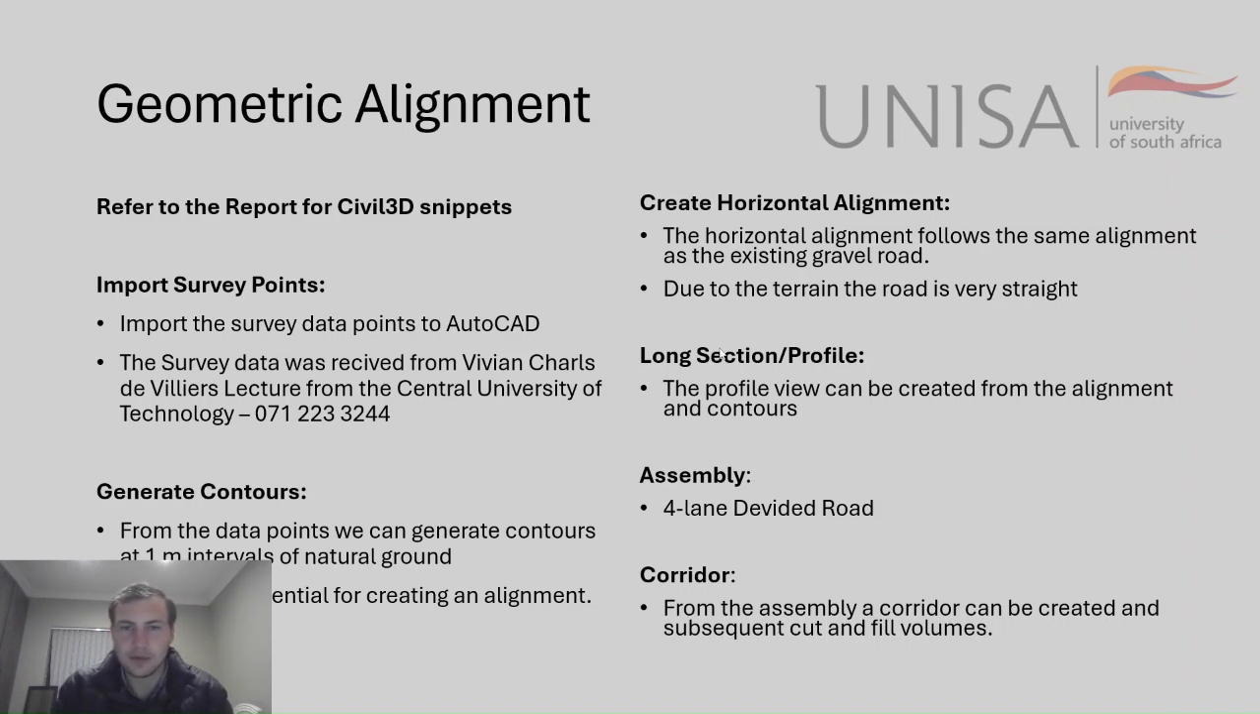And from that we can create a long section / profile view. The profile view can be created from the alignment and contours. Then the assembly, 4-lane divided road, which is simple. I think we have a 2.5% crossfall with our median, and then just a simple drain along the edges of inlets for stormwater.